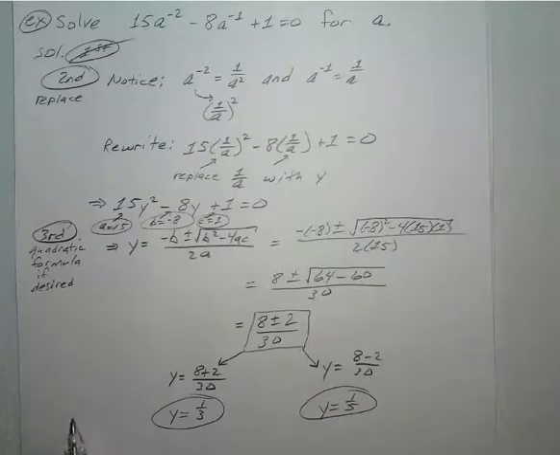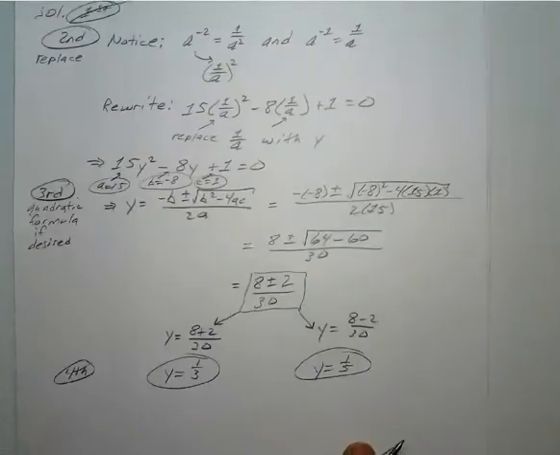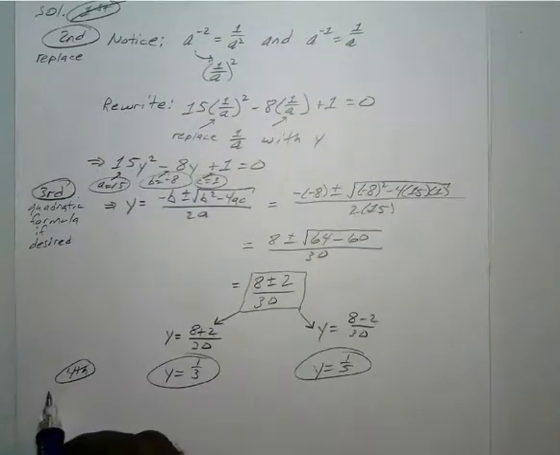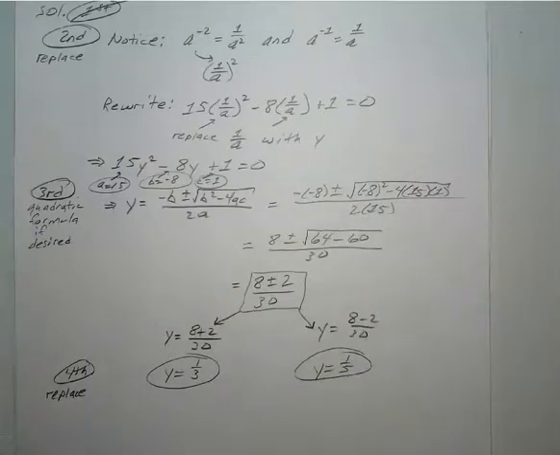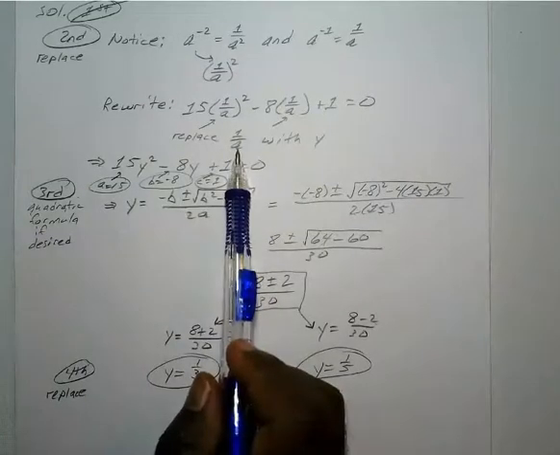Which brings us to our fourth step, where we replace back. So we replace y with 1 over a.